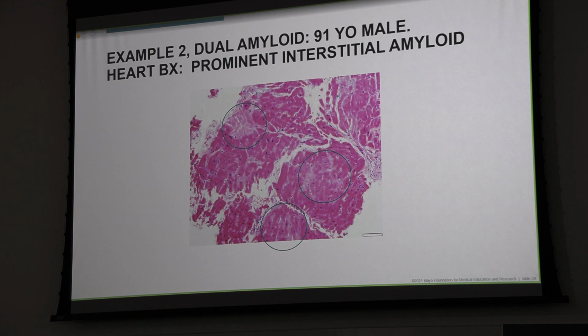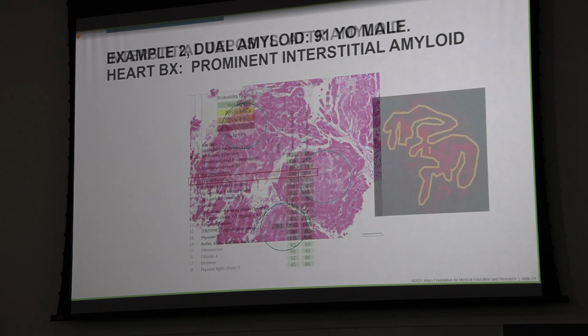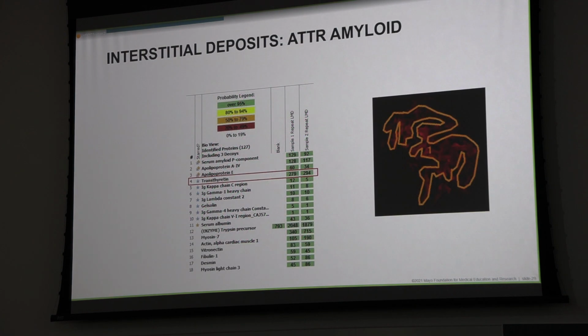And the last case, this is the one that gave me endless gray hairs. This was a 91-year-old guy who had prominent, I won't go on the whole story because we're out of time here, but he had prominent interstitial amyloid. 98% of it were these big blobs of interstitial amyloid, which is a typical pattern for TTR. And so we typed it. It was interstitial aggregates, and again, it was TTR. But the patient didn't behave like TTR. He was treated for TTR, and he basically fell off a cliff clinically.